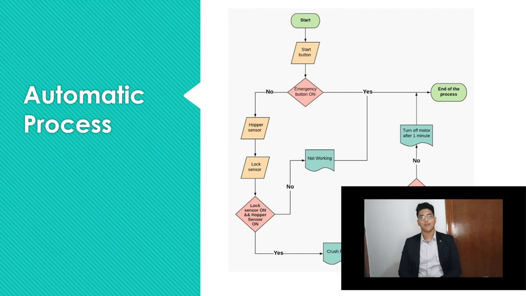In the automatic process, we can see in this flowchart that if we have the start button on, the hopper sensor, the lock sensor, and we have the emergency button deactivated, the project is going to turn on. In our situation, this is going to turn totally off for the security of the user.